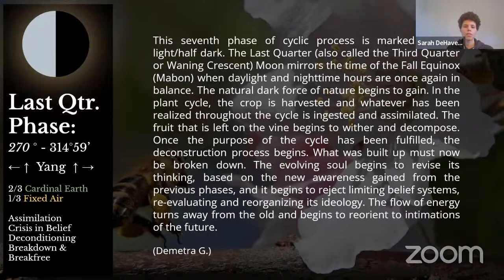She says, this 7th phase of the cyclic process is marked by half light, half dark. The last quarter, also called the 3rd quarter or waning crescent moon, mirrors the time of the fall equinox, when daylight and nighttime hours are once again in balance. The natural dark force of nature begins to gain. In the plant cycle, the crop is harvested and whatever has been realized throughout the cycle is ingested and assimilated. The fruit that is left on the vine begins to wither and decompose. Once the purpose of the cycle has been fulfilled, the deconstruction process begins. What was built up must now be broken down.